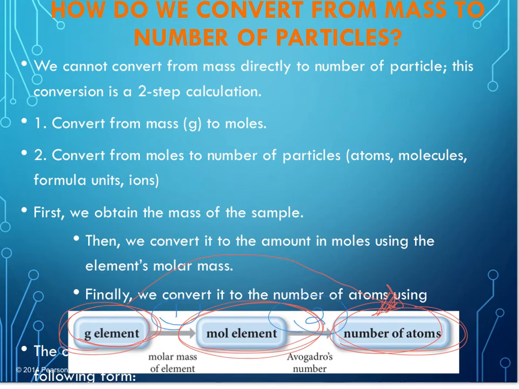Okay? So moles is in the middle of everything. If moles was not mentioned in a question or a problem you're given, that means that that will be the first calculation you have, is to find out how many moles you have. In this case, if we're starting with grams or mass, the first thing we do, of course, is to convert from mass to moles using the molar mass. Once you have moles, then you can convert from moles to the number of particles using Avogadro's number.